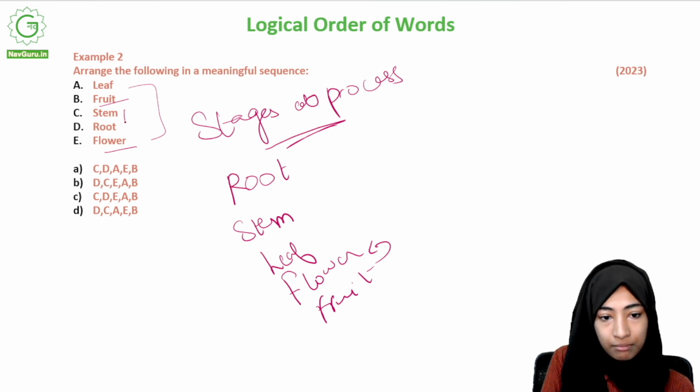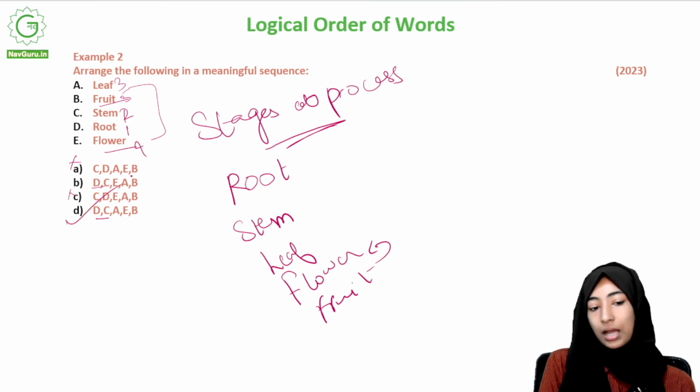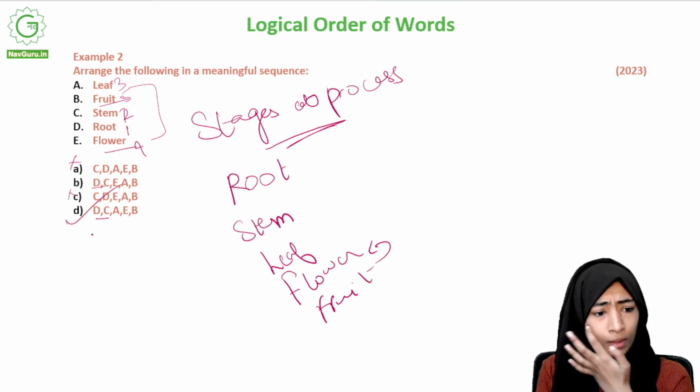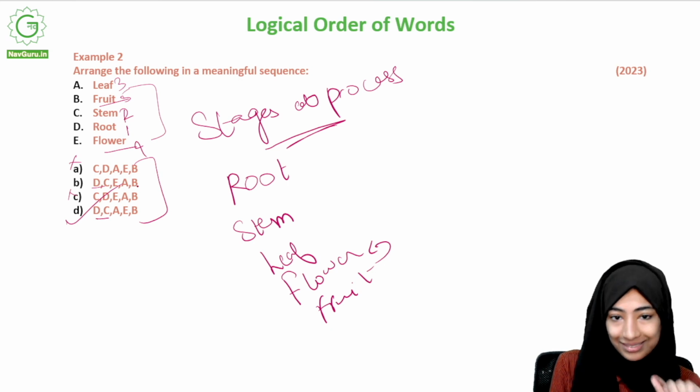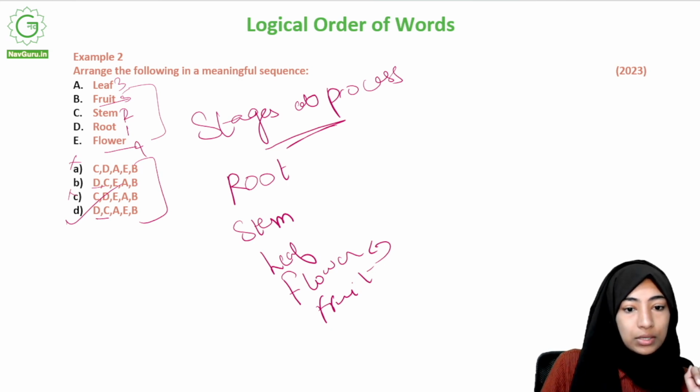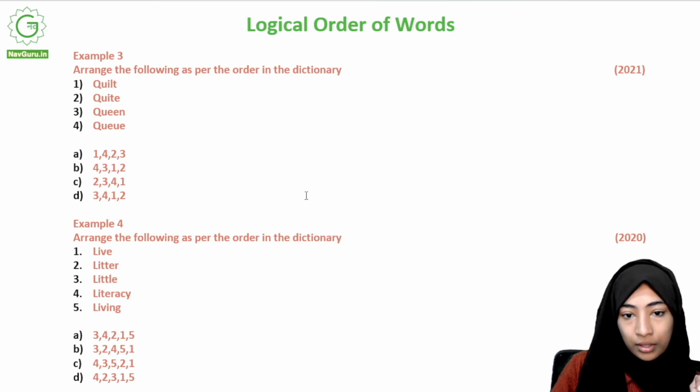So you have root, stem, leaf, flower, fruit, right? So this is D. You have D first. Since it's D first, it cannot be either of these. So it's either of these options. And then it's C, D, C. Okay, it's D, C for both of these, and then it's A. It's A, right? Yep. It's E in this case. It's definitely not E first. So this is the answer. So you've gotten D, C, A, E, B. Okay, again, as I mentioned before, make sure when you actually write down this order that you are writing it down right. Okay. So now coming to the third example.